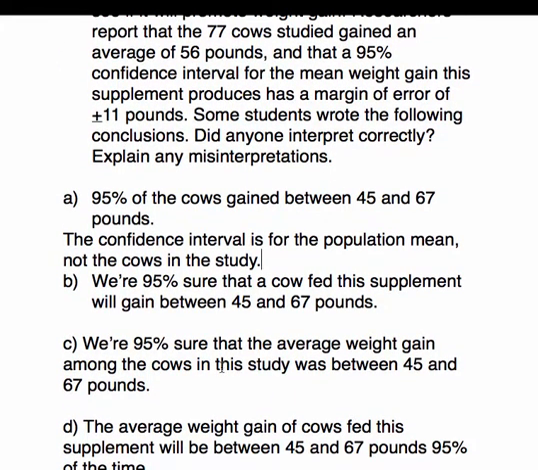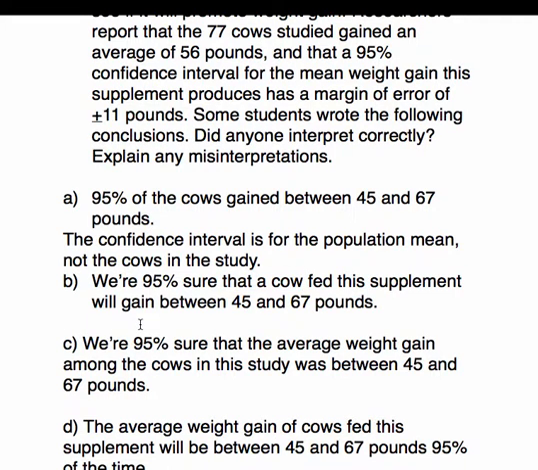Question B. Like I said, at any point in time, once I see question D here, you can go ahead and pause the video and do that, or just let it play out. Question B says, we're 95% sure that a cow fed this supplement will gain between 45 and 67 pounds. Is there any misinterpretation you would see in this problem? Well, first of all, look at this phrase right here, a cow. What does a confidence interval apply to?